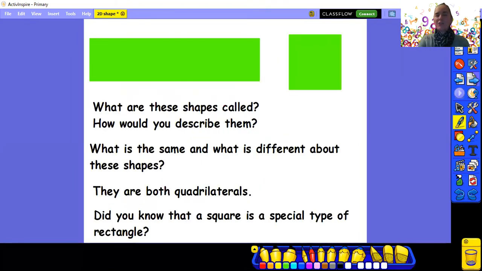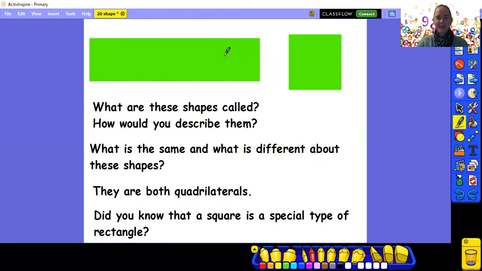Now, I've got 2 shapes on my screen. I would like you to tell me what they are. So shout out to the screen. What is this shape here? Well done if you said it is a rectangle. It is a rectangle. What is this shape here? Well done if you said a square.